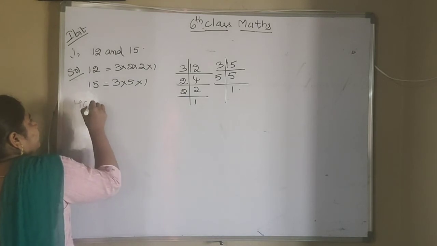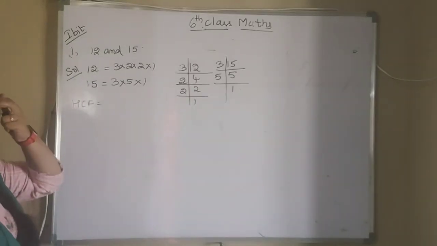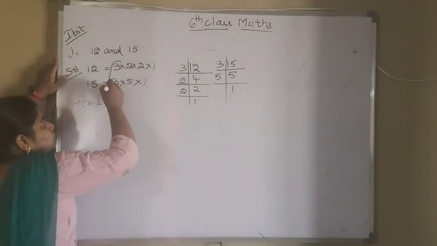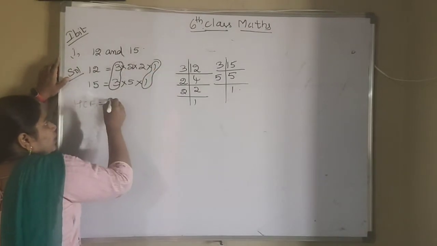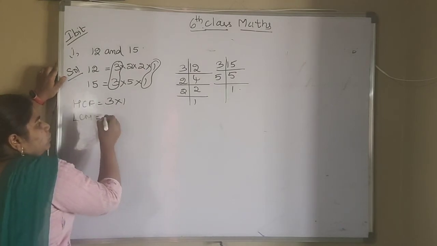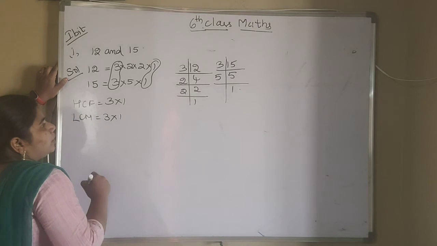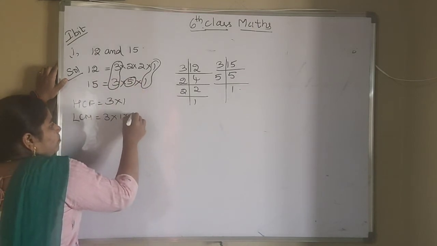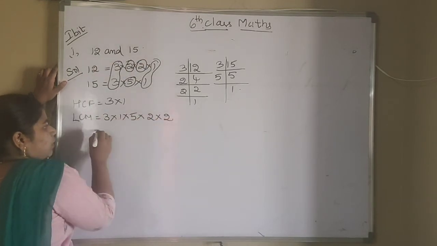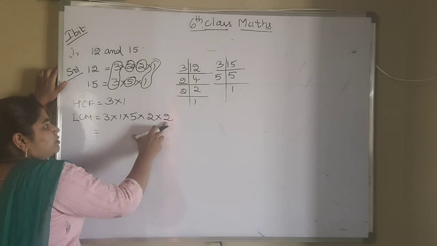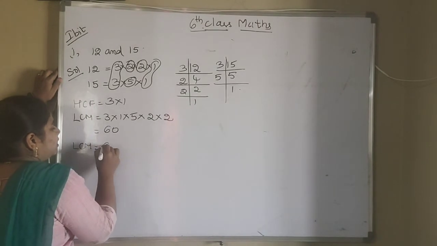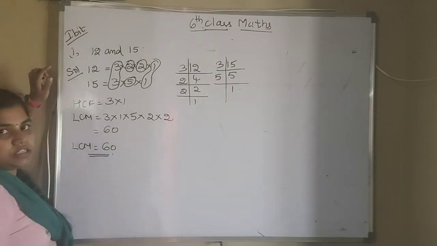Okay, now what do we have to find first? First we have to find the HCF. HCF means the common values which you are seeing in both numbers. So what are the common values? 3 and 1. So I am writing 3 into 1 here. And now we are finding the LCM. So this 3 into 1 we write as it is. And what are the remaining numbers? 5 is remaining, 2 is remaining, and 2 is remaining. So now you multiply this. 5 2's are 10, 10 2's are 20, 20 3's are 60. So you got the LCM value as 60. Okay, so what is the LCM? 60.